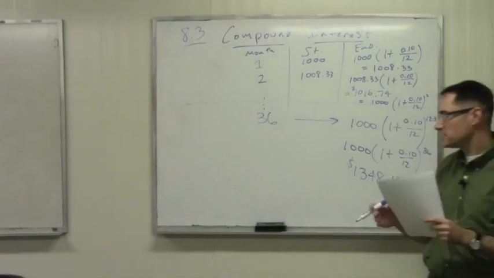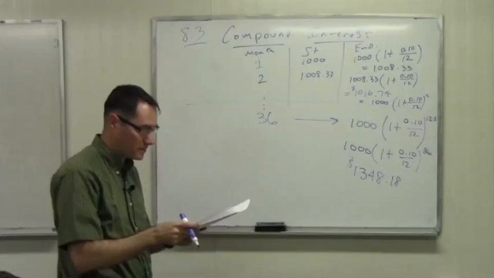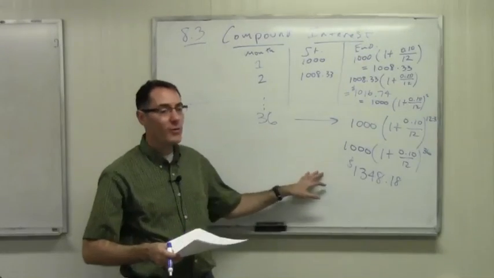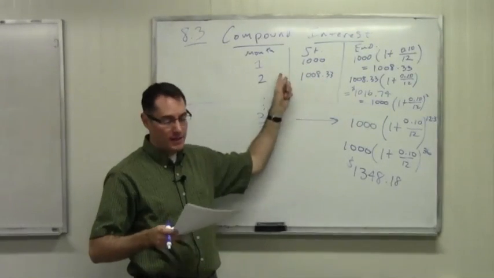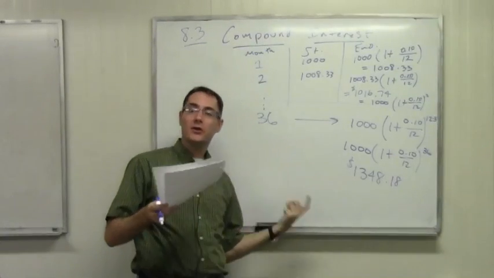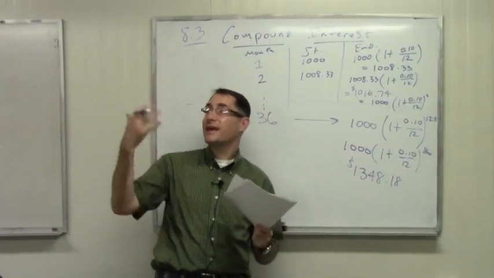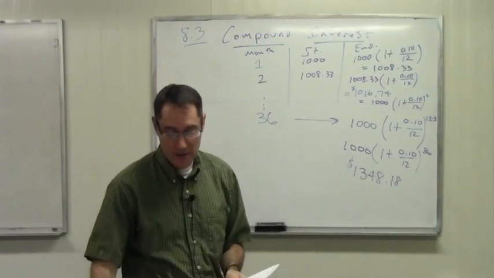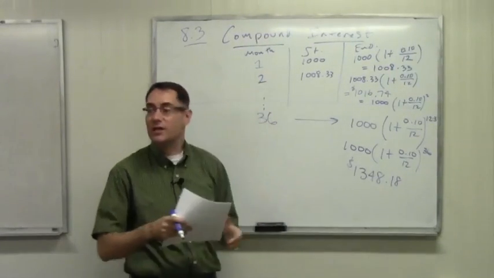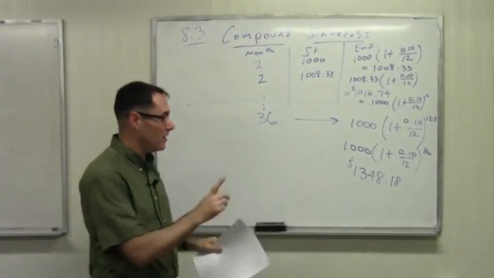Does that work out? Yeah. Okay. And by the way, compounding it monthly like this, you're going to get more money than if you'd compounded it yearly. Why? Because you're paying the interest more often, getting interest on the interest more often. Because remember, compound interest is interest on interest. Which is pretty cool.